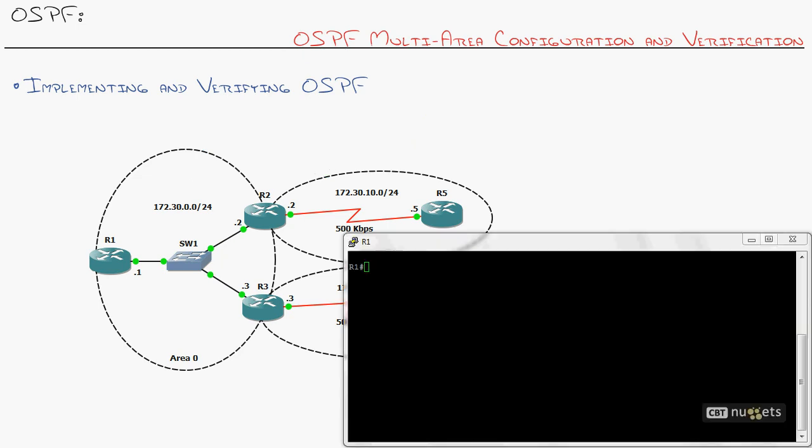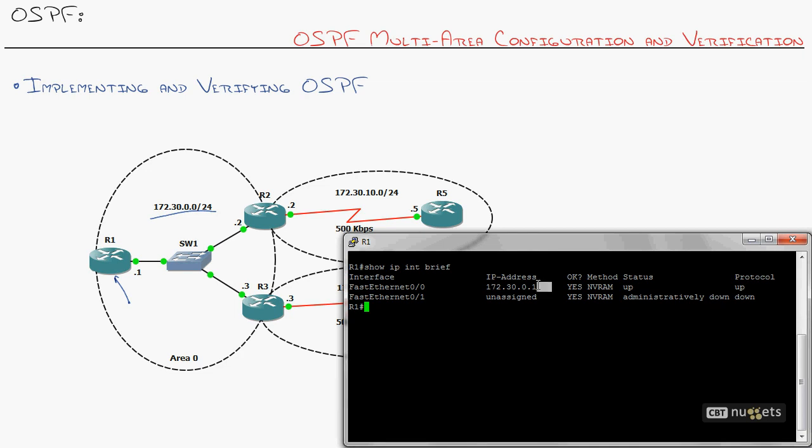I'm going to start off here with router 1. You can see over here in area 0, it's going to be connected to router 2 and 3 via a switch. It's still 172.30.0.0. Let's just get ourselves familiar by doing a show ip interface brief. There we go. 172.30.0.1 is router 1, just like the graphic implies.